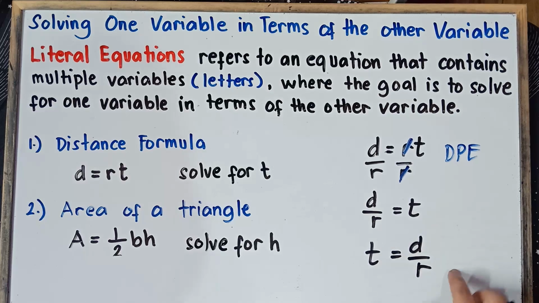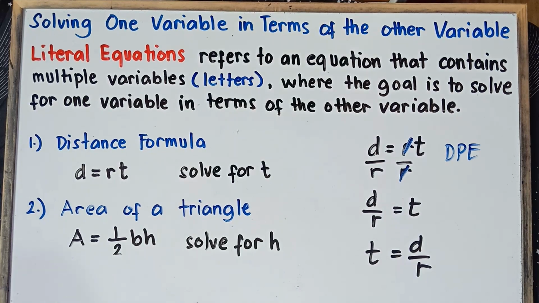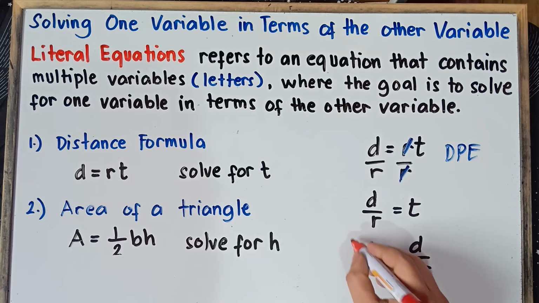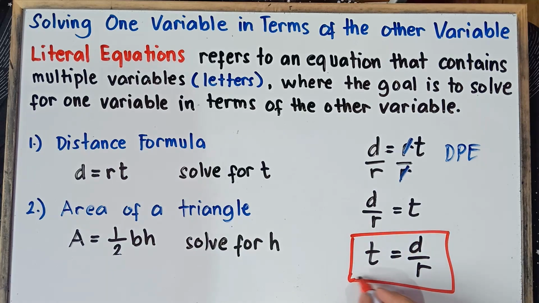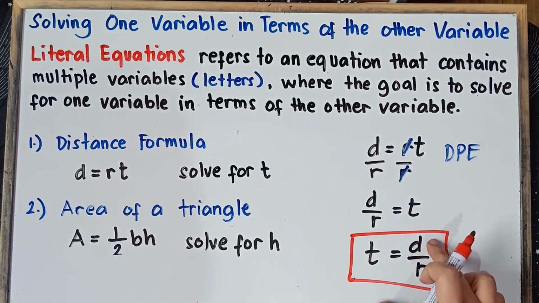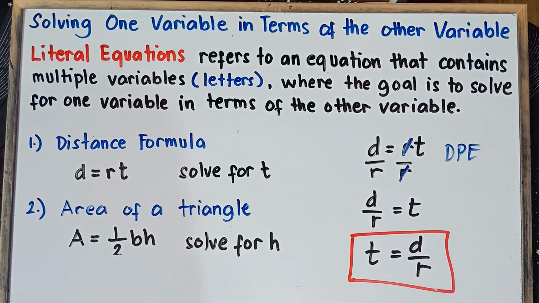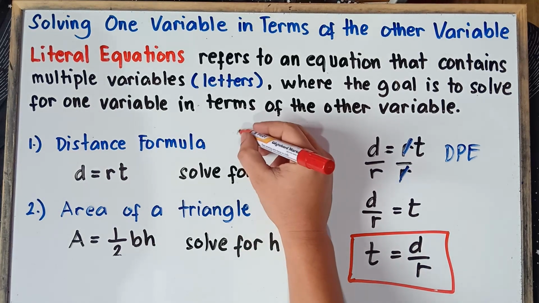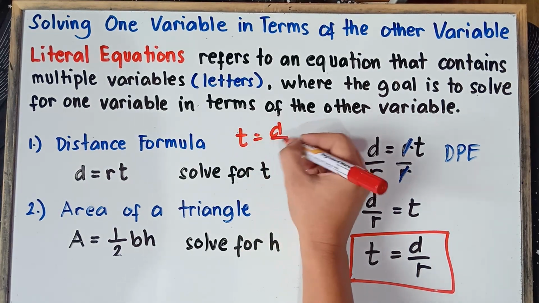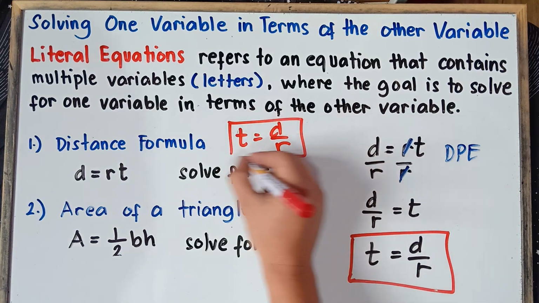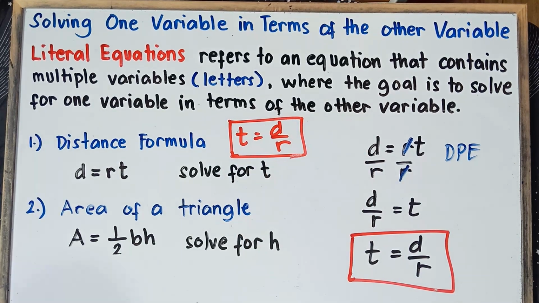This is just the same, class. This is what we call the symmetric property. So the answer would be T is equal to D over R. Time is equal to the distance divided by the rate. So T equals D over R. That's it, class, with regards to example number 1. Alright, so let's proceed now to example number 2.